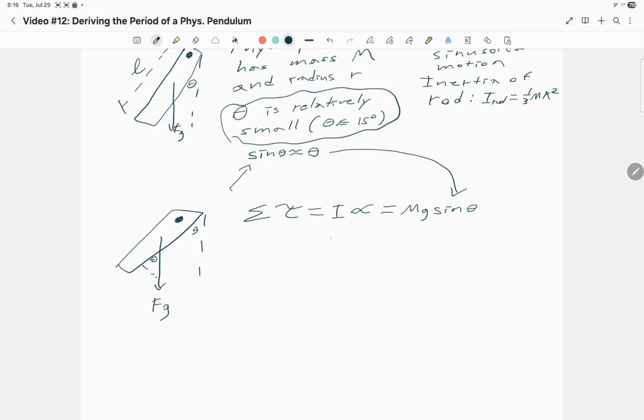If we continue to substitute in what we know is the inertia, 1/3 mr squared, angular acceleration can be rewritten as the second derivative of angular displacement theta with respect to time. Isn't that nice? So mass on both sides cancels, and we're going to have 1/3 r squared d2 theta over dt squared.